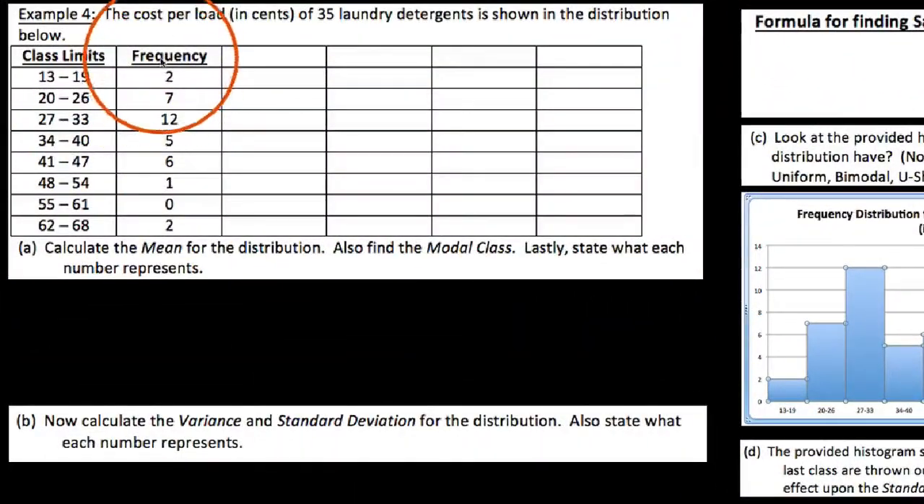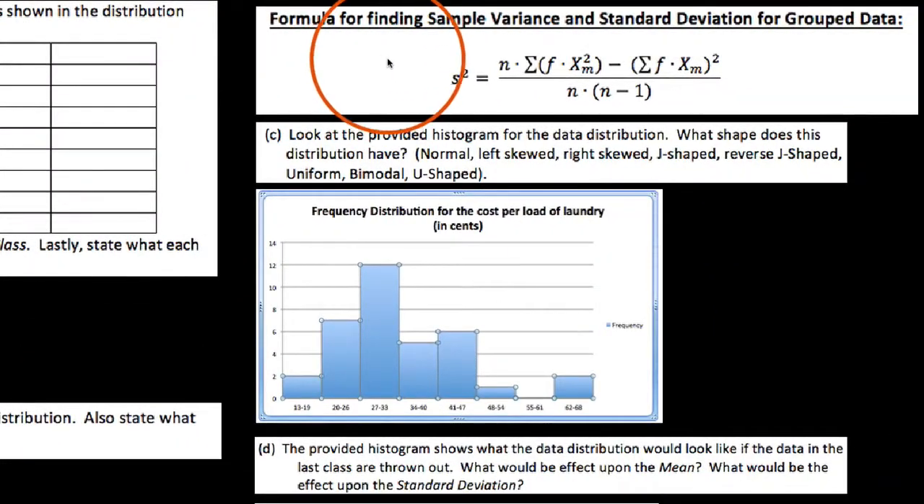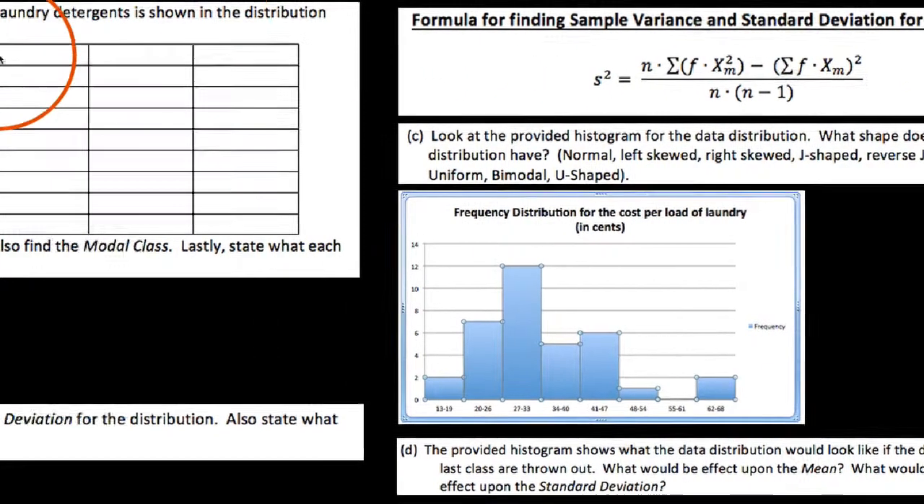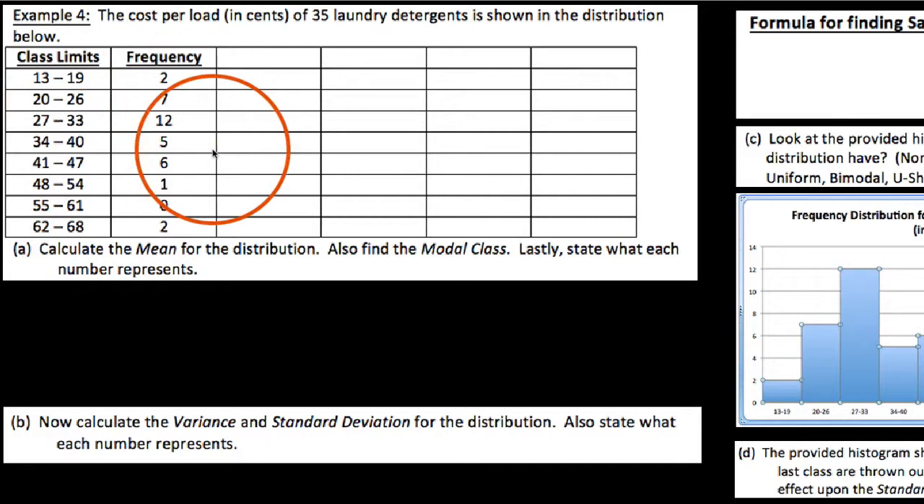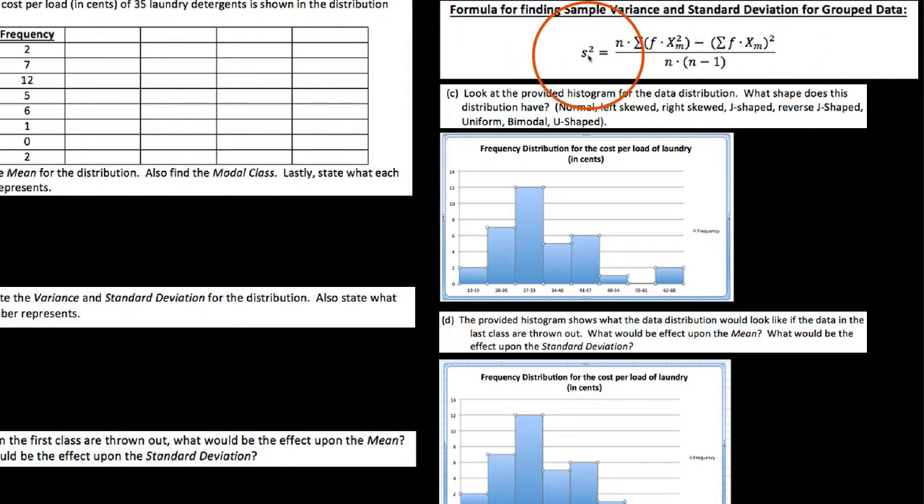Okay, YouTube, this is my second video in which we're going to use the shortcut formula for finding sample variance and standard deviation, but not for raw data where we actually have the data set, but for grouped data that's already been organized into a frequency distribution for us. So I'm just going to go through how this is very similar to finding standard deviation and variance for raw data in terms of what you need to find here.